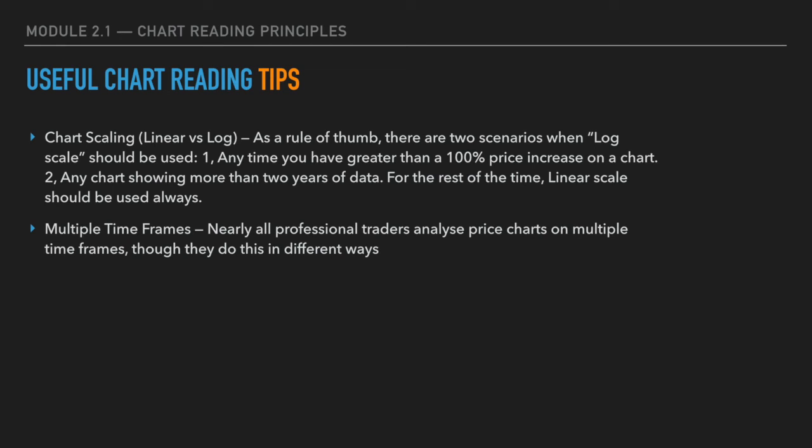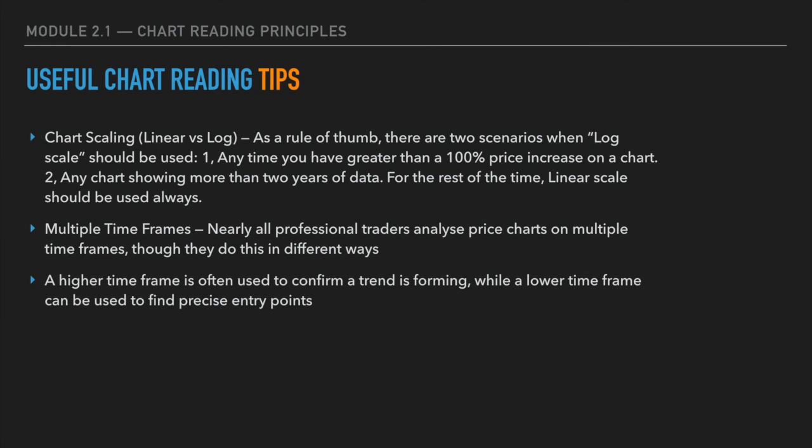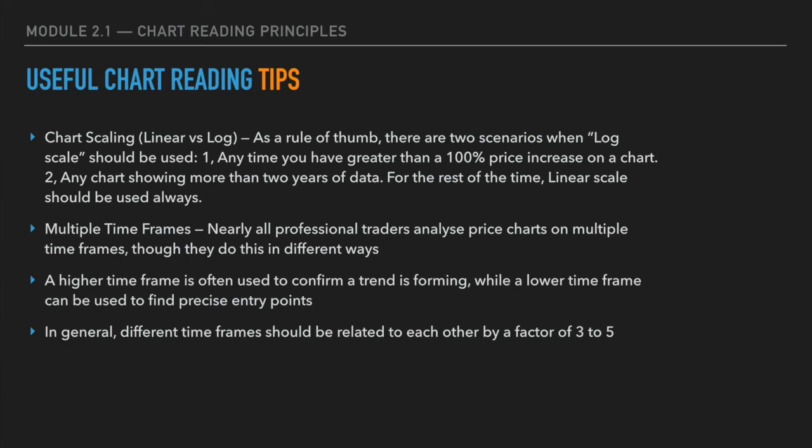The second is on multiple time frames. Nearly all professional traders analyze price charts on multiple time frames, although they do it in different ways. A higher time frame is often used to confirm a trend is forming, while a lower time frame can be used to find a precise entry point. In general, different time frames should be related to each other by a factor of 3 to 5. For example, if your main time frame is a daily chart, then a 4-hour chart should be your ideal lower time frame chart compared with a 5-minute chart, for example.